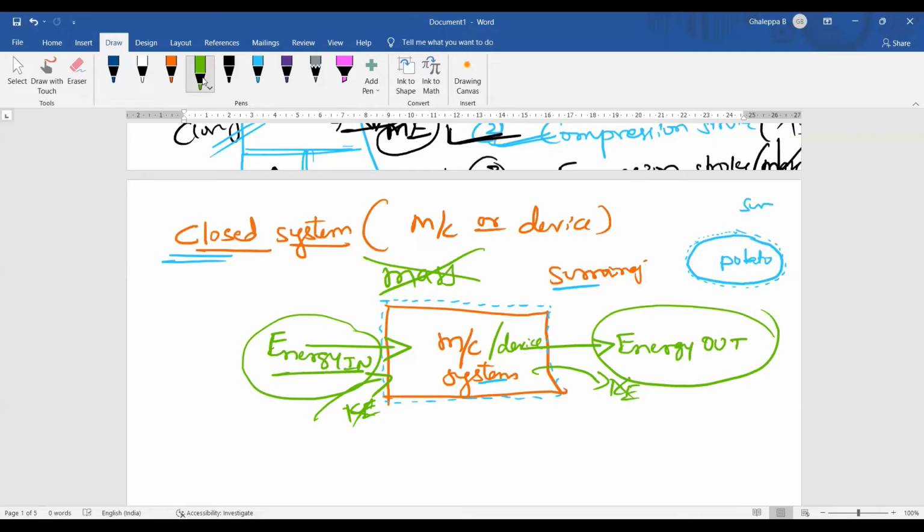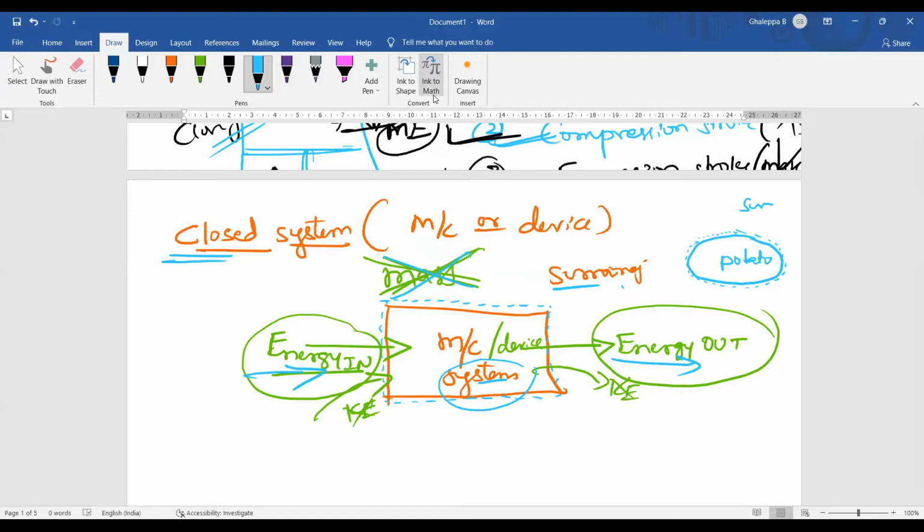That is a closed system. Keep in mind, my dear students, in a closed system, there is no exchange of mass between system and surrounding, but only an exchange of energy. Energy will go inside, energy will come outside. Or you can write in simple words, a closed system is a thermodynamic system in which there is a kind of energy conversion between system and surrounding, but there is no exchange of mass.